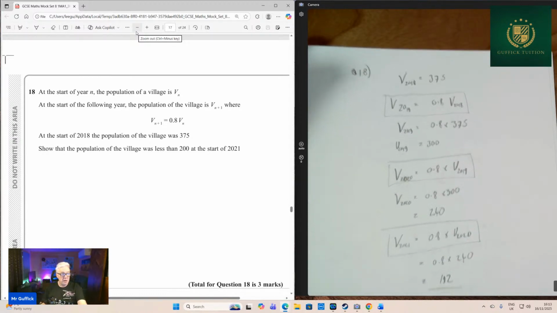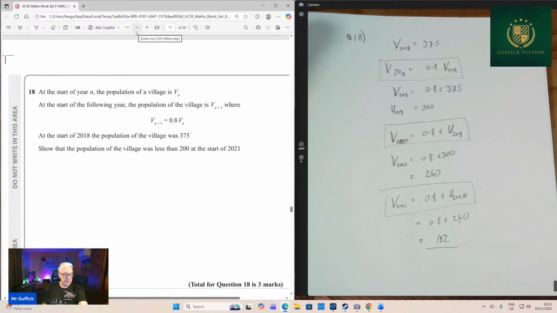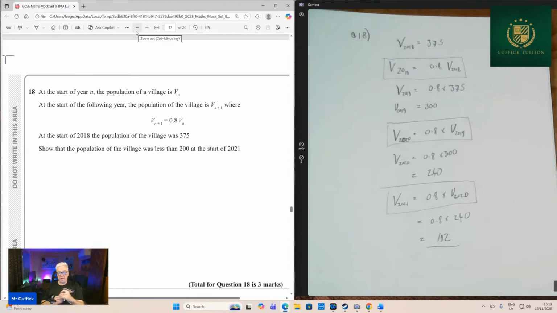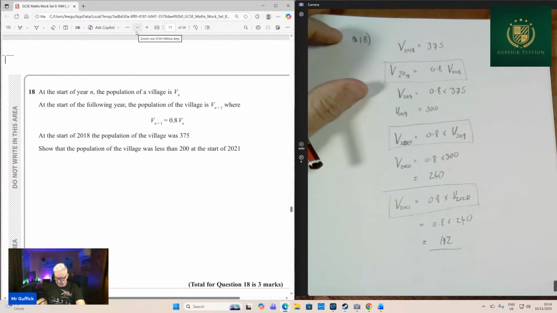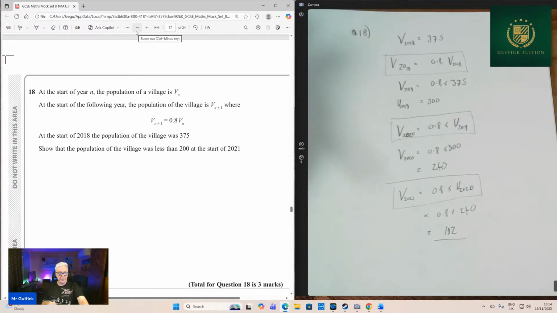This one's quite a relatively nice instance of this particular question. And the topic, by the way, is called recursive iteration. It says at the start of year N, the population of the village is Vn. At the start of the following year, the population is given by the formula Vn+1 equals 0.8 times Vn.